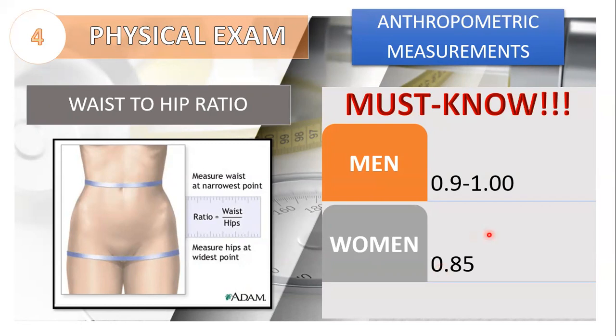So remember, for the PE, you can already observe through inspection if the patient has possible endocrine abnormalities. And you can do anthropometric measurements like that of the waist circumference and waist to hip ratio to check the abdominal fat of the patient.